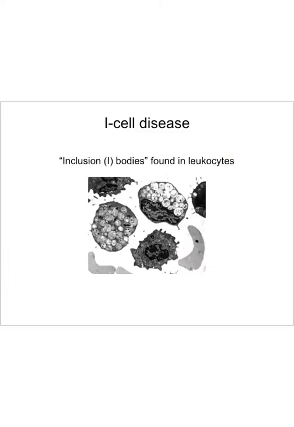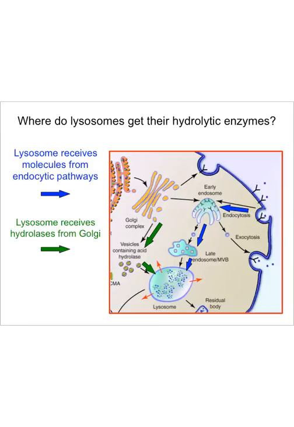So one thing is that if you look at the leukocytes of people with I-cell disease, but not with other mucopolysaccharidoses, what you'll see in I-cell disease is the leukocytes fill up with large inclusions throughout their cytoplasm, shown white here in this EM stain. And these inclusions are the source of the disease name, I-cell disease or inclusion body disease. So how does I-cell disease work?